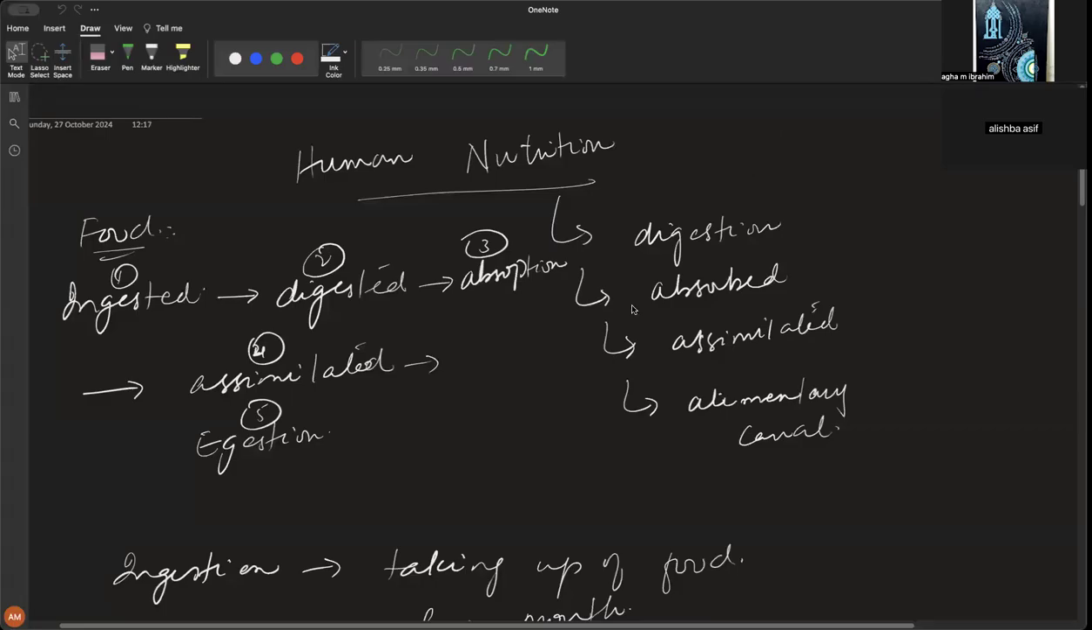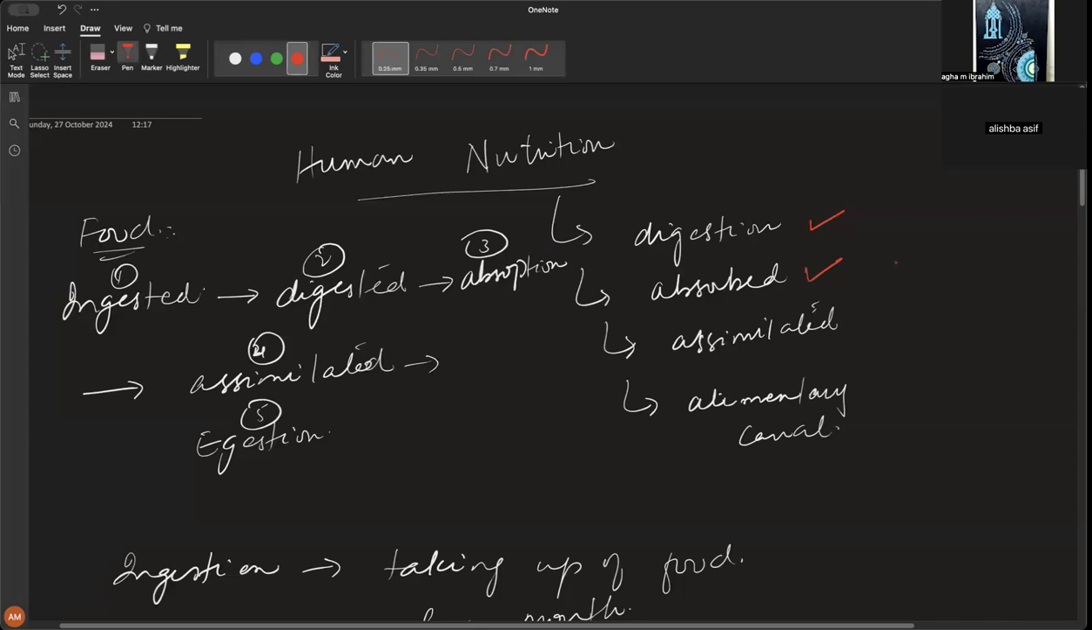All right. So we have enzyme nutrition. When we talk about enzyme nutrition, there are a few terms that we have to understand. The things that we are going to be studying in enzyme nutrition are, number one, digestion. Then we are going to be studying absorption of digested nutrients.